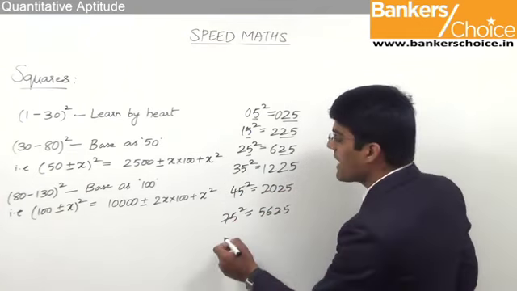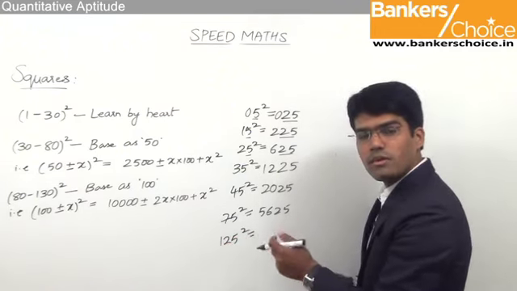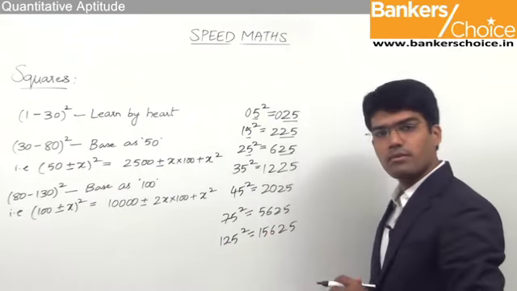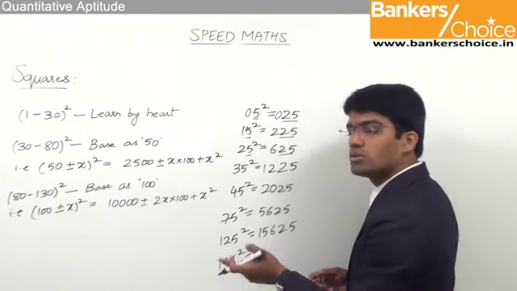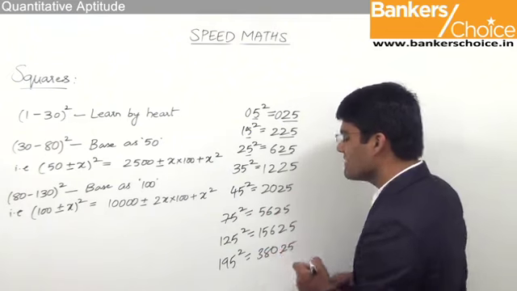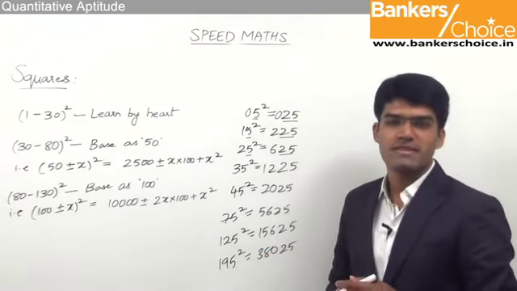Or for that matter, we have to find out 125 square. 12 into 13. 12 into 13 is 156. So this becomes 15625. Or let's say 195 square. 19 into 20 is 380. So 380, and because the number is ending in 5, the square ends with 25. So this is how we can find out squares of numbers ending with 5.